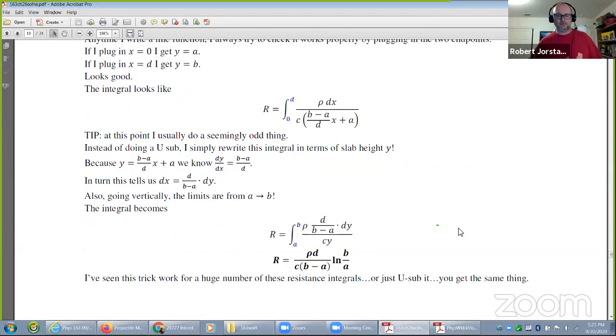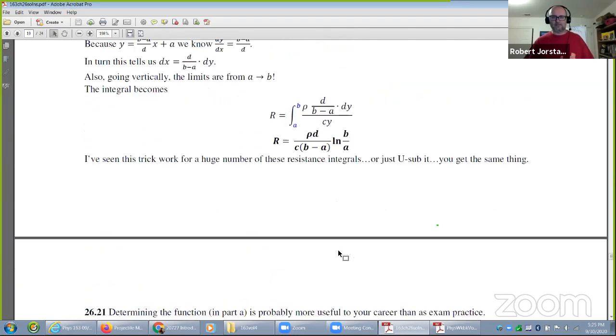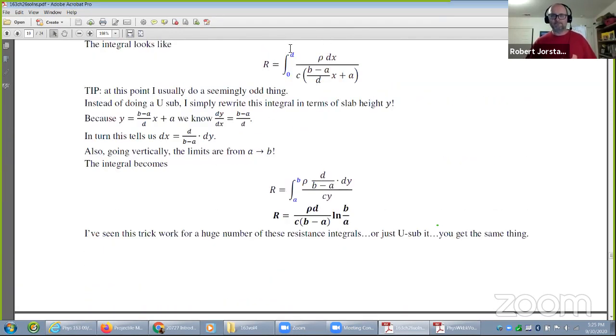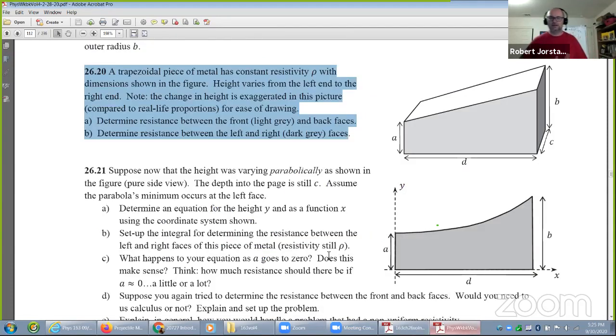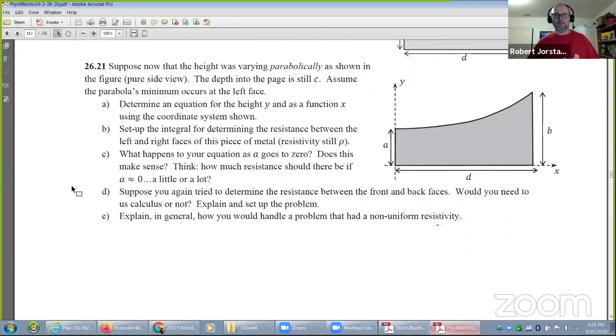And notice we get that other log integral there. Yeah, we get the same thing. So it looks like there's not much else to say there. All right, so let's go on. Let's go back to here. Let's do one more of these and just see here. So 26.21. And then after this one, okay.